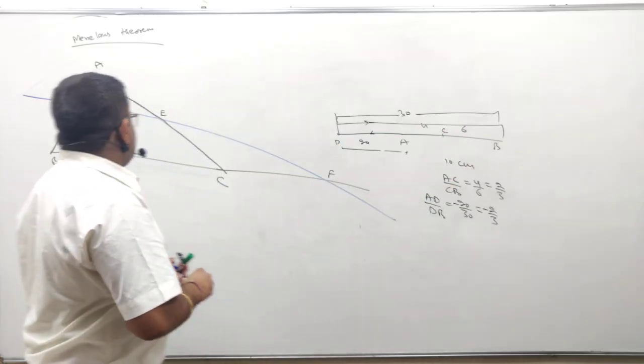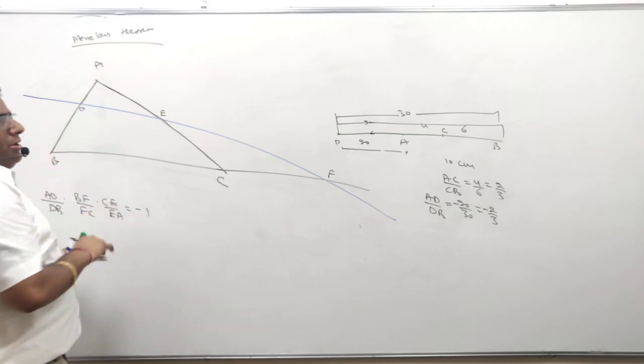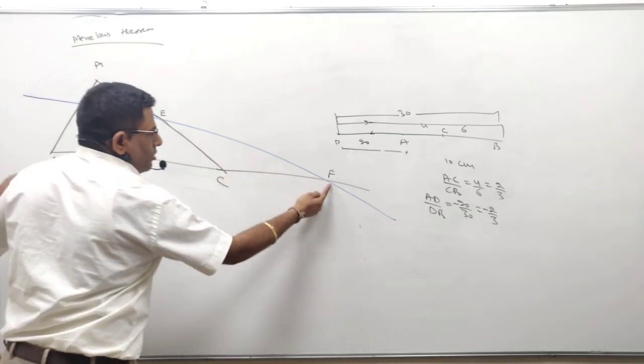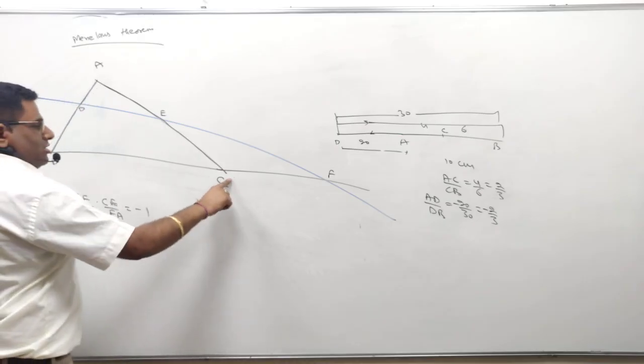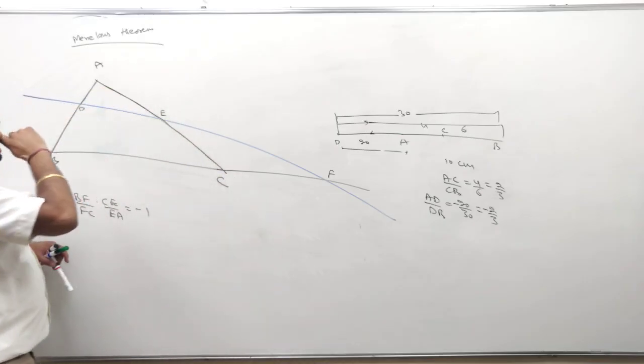So here what is happening is this ratio AD upon DB is positive because D is cutting the side AB internally, but this ratio is negative because of BF is to FC. As the direction changes, that's why we have taken the negative sign. But here CE upon EA is a positive sign.